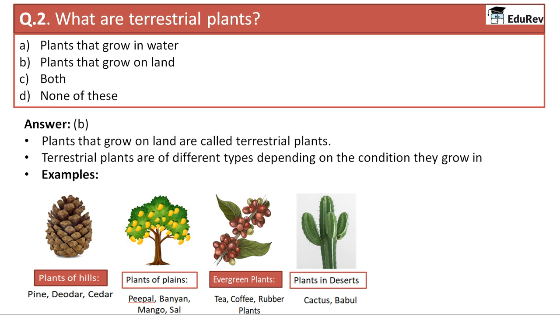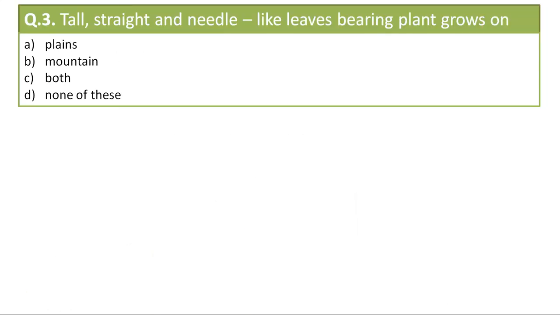Let's continue with the third question, which is: tall, straight, and needle-like leaves-bearing plants grow on option A plains, option B mountains, option C both of them, option D none of these. The correct answer is mountains. Let's see how.